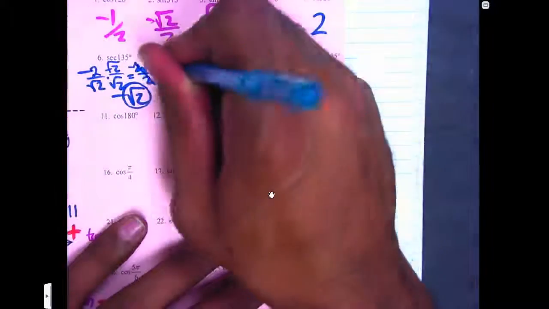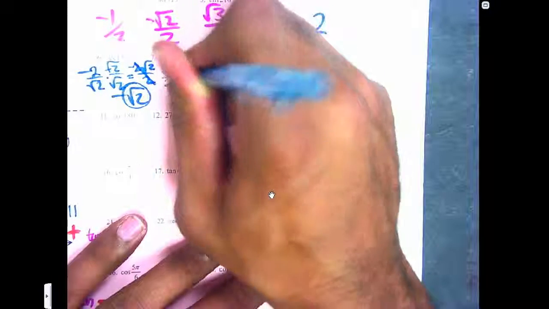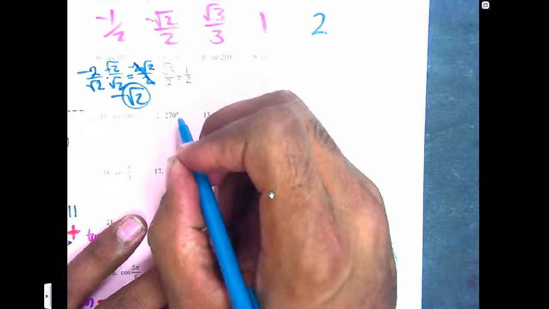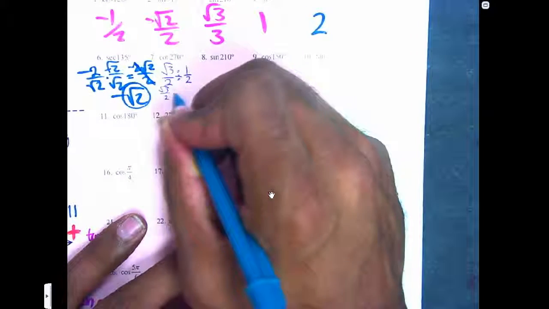So it's going to be this divided by that. So let's do that. So root 3 over 2 divided by 1 over 2. Okay, then remember we flip it, flip the sign.